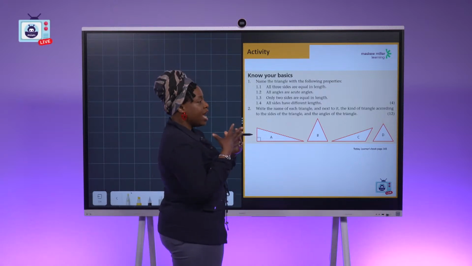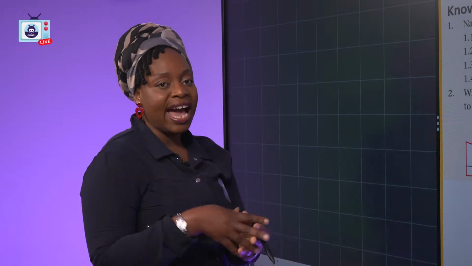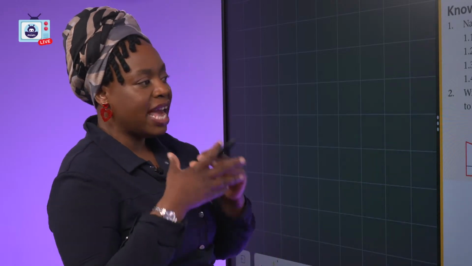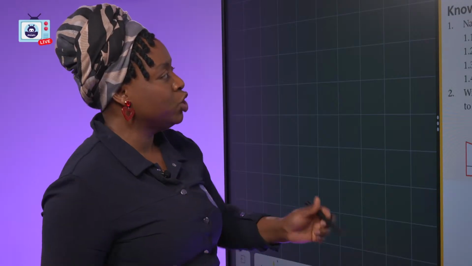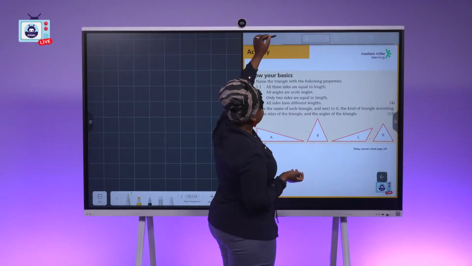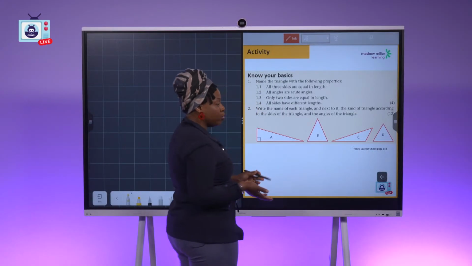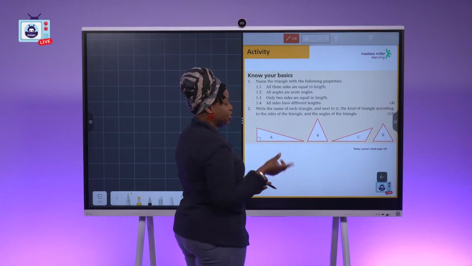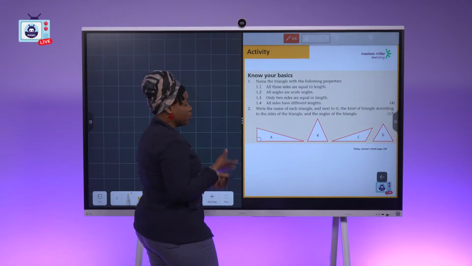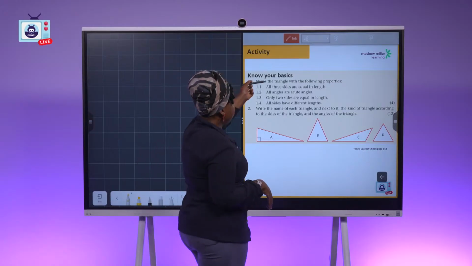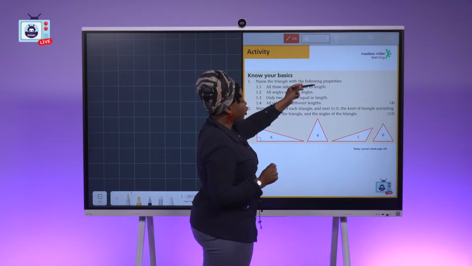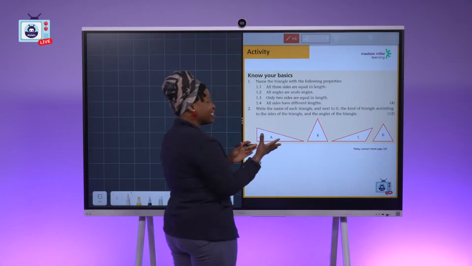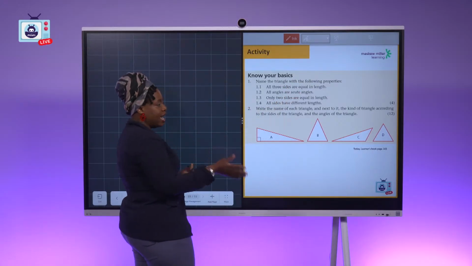You can actually recognize and work with the shapes as much as you can, and there are many activities and examples that can help you. So this was taken from page 143 of our textbook today. So let's go to it. Name the triangle with the following properties. The properties are literally what we have just looked at all this time.